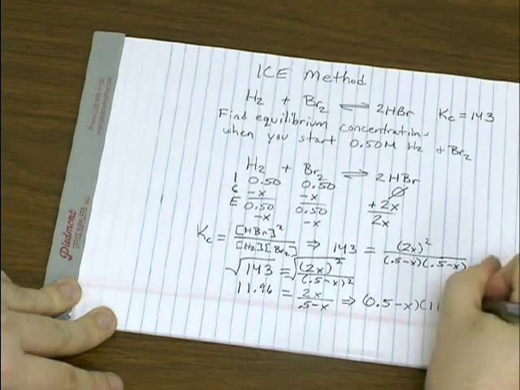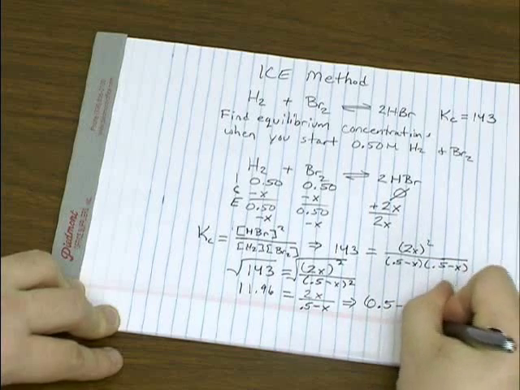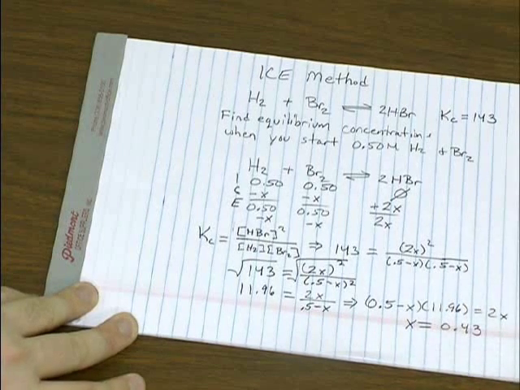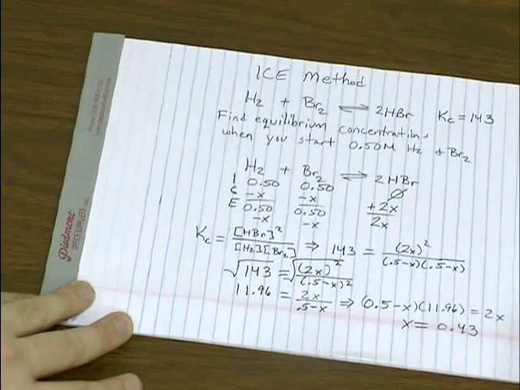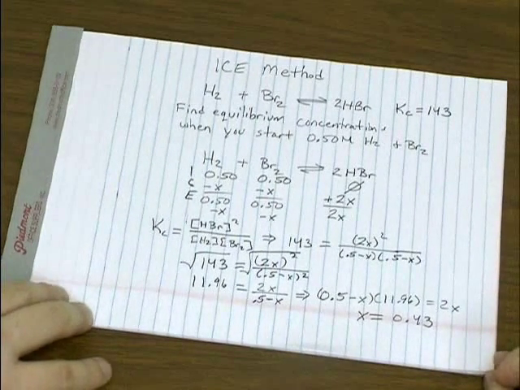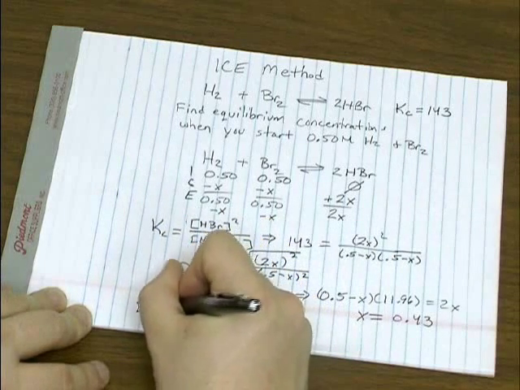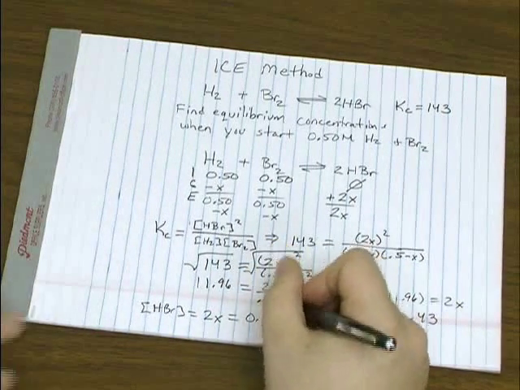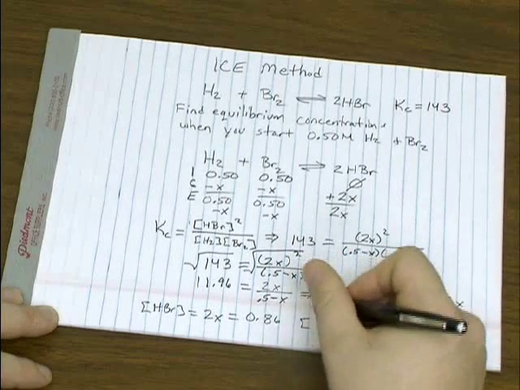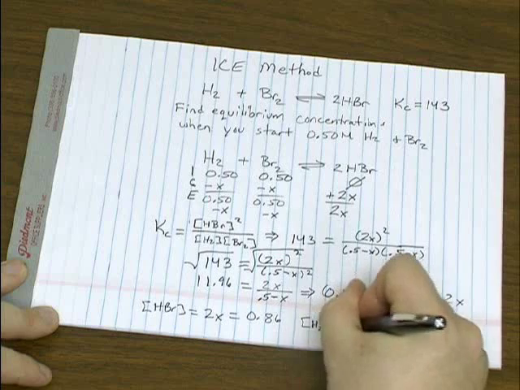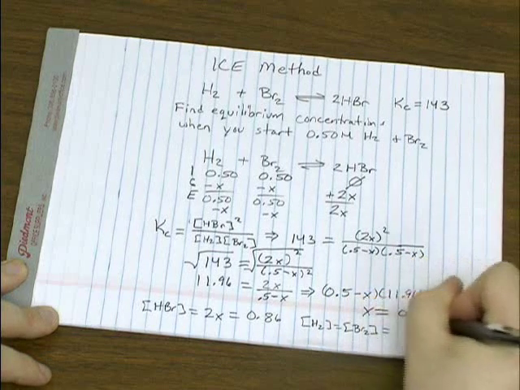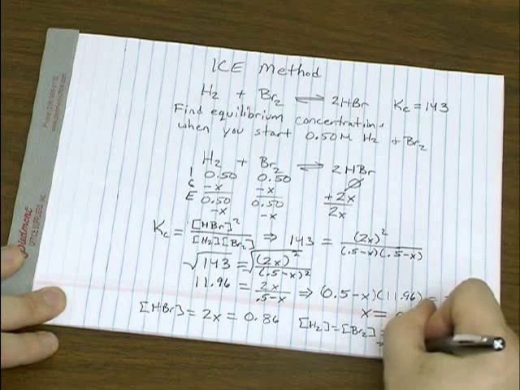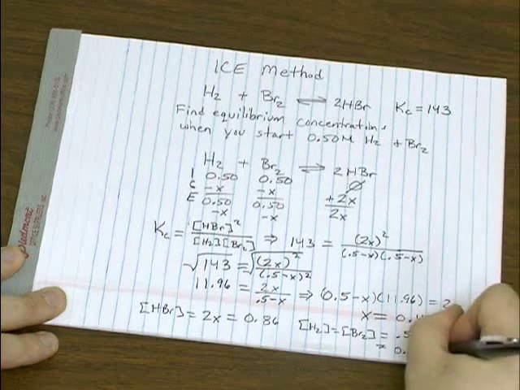So you continue to solve for X, and eventually you'll get X equal to 0.43. So the concentration of our product is equal to 2X. So 2 times that will be 0.86. The concentration of each reactant, they're both equal to 0.5 minus X, which gives you 0.07.